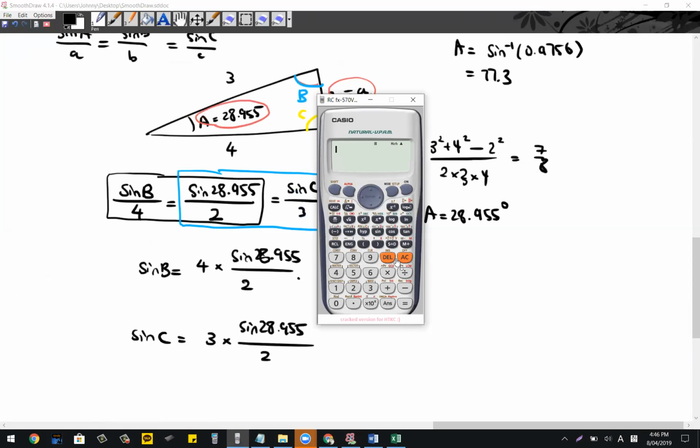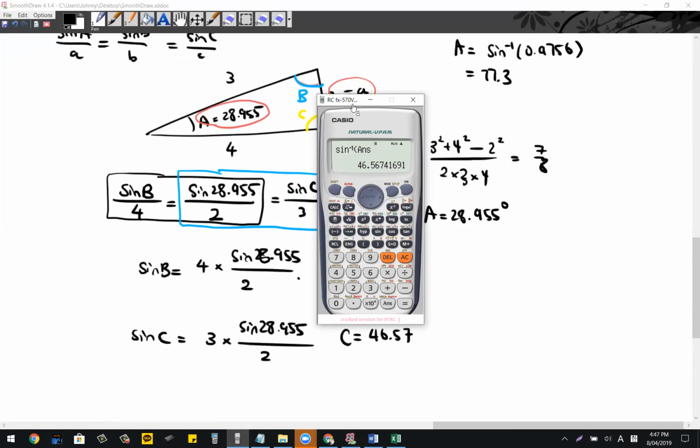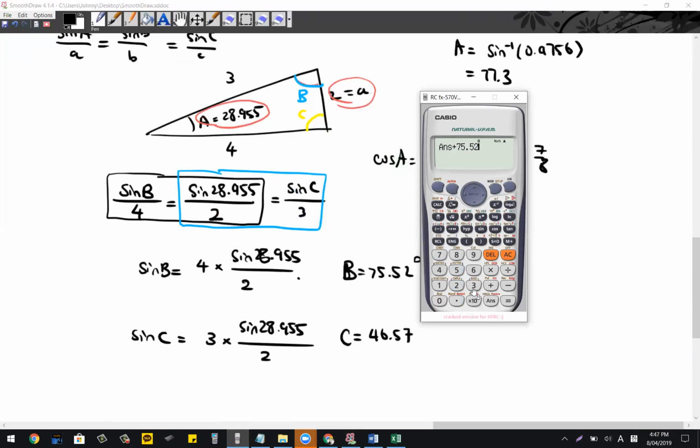And then this one here is 3 times sine 28.955 over 2, and then inverse sine of the answer, and we get 46.57. Yep. That would be the C. Is that all right? So if I add this and this and this, did I make any mistake somewhere? It doesn't seem like they're adding up to 180: 75.52 plus 28.955. It's not adding up to 180. Hold on, there's some mistake that I made.